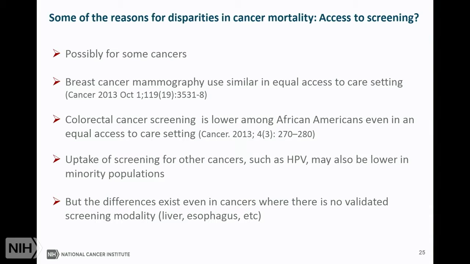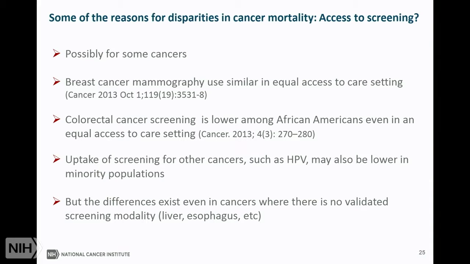This is where we get into some of the other factors that I mentioned on that slide, where we looked at societal factors, social determinants of health, and also access to care. One of the key questions, of course, and this is related to access to care, is does screening matter? And the answer is yes, it does. But perhaps only for some cancers, at least at the moment.